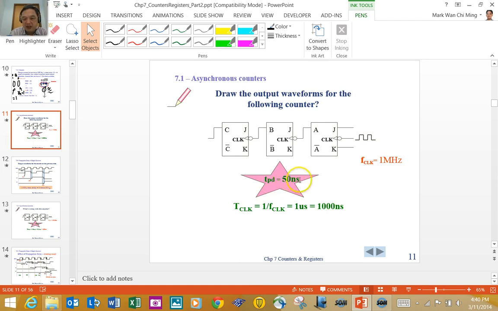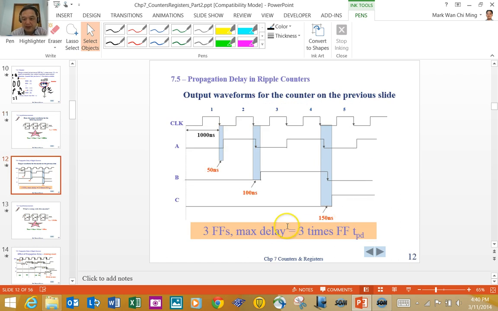50 nanosecond. So okay, the frequency is 1 meg, so the period will be 1 upon 1 meg, right? That becomes 1 microsecond. That means 1000 nanosecond, right? Okay, have a look at that. That means one period is 1000 nanosecond. Have a look at this. Okay, let's say this is the clock signal, right? This is A. Theoretically, from here will be trigger, right?